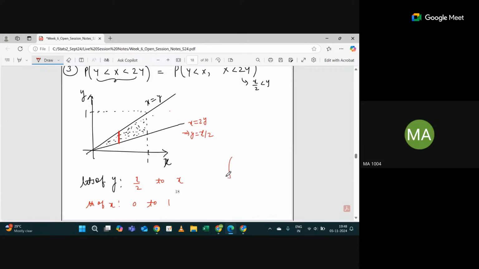What you have to do is integrate from x/2 to x, and from 0 to 1, 6x² y dy dx, whatever answer you get. Is this clear? Yes, sir.